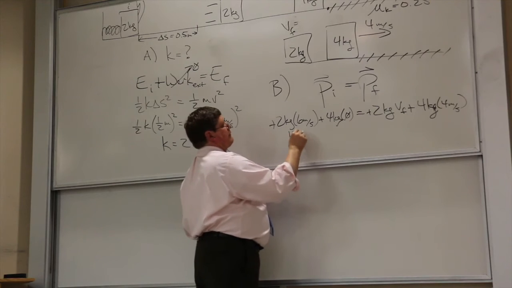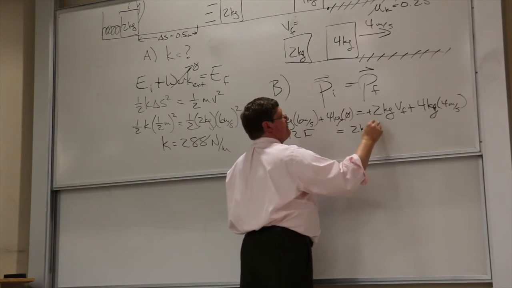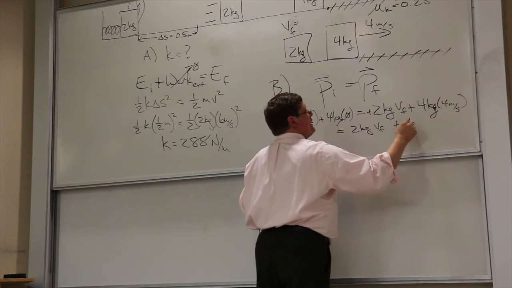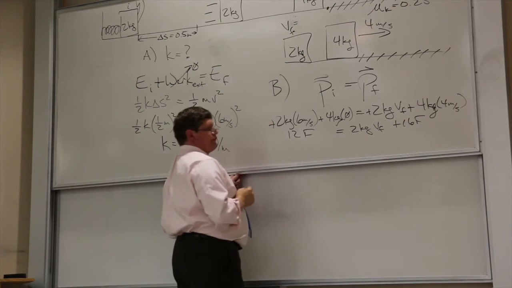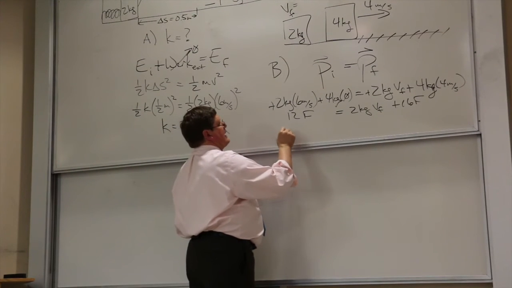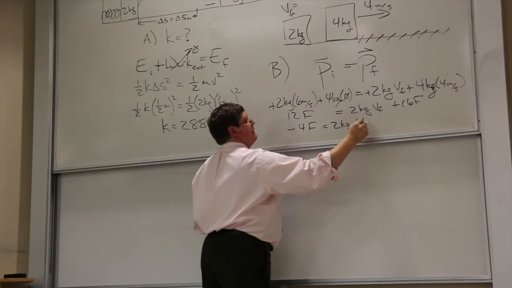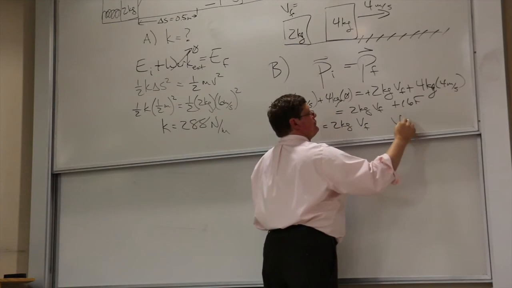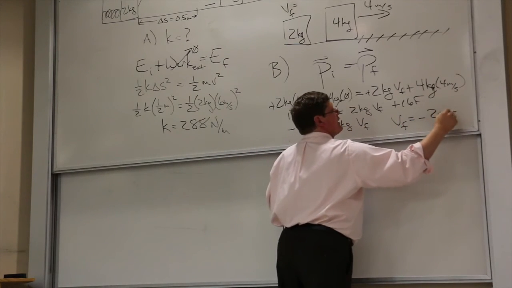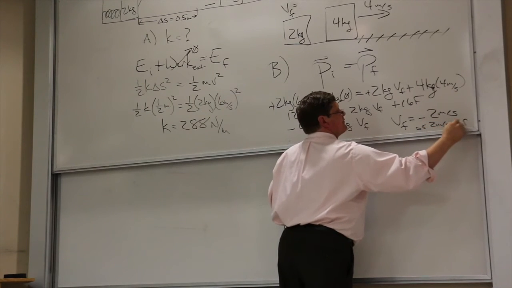So that's 12 kilogram-meters per second plus 0 is equal to 2 kilogram V final plus 16 kilogram-meters per second. I solve for V final by subtracting 16, and I get minus 4 is equal to 2 kilogram V final, or V final is equal to minus 2 meters per second, or 2 meters per second left.